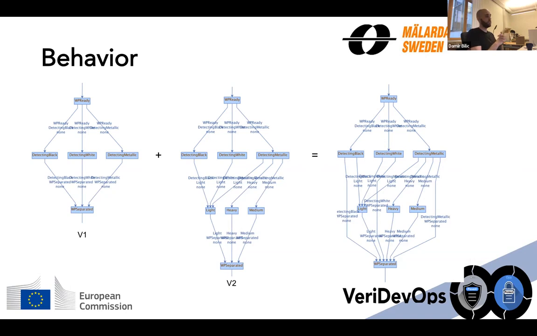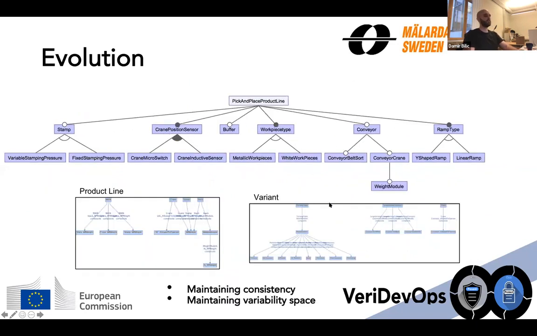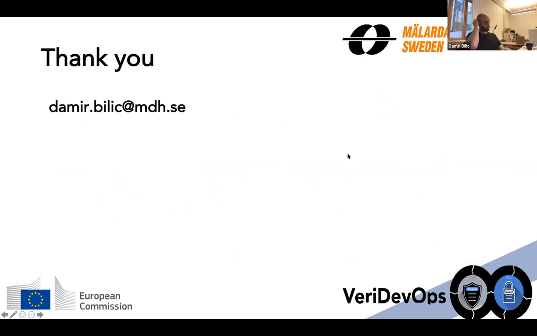Right. If someone wants to look at these models, if you just Google XPPU, you will find a GitHub link to this pick and place unit, which is quite interesting. There's a bunch of UML models and also PLC code and like 20 iterations of the PLC code. I can provide you the link if you want. I think it's also on some slide. If someone is interested to discuss this further, I'm available.